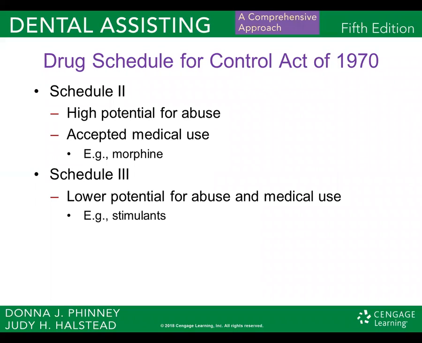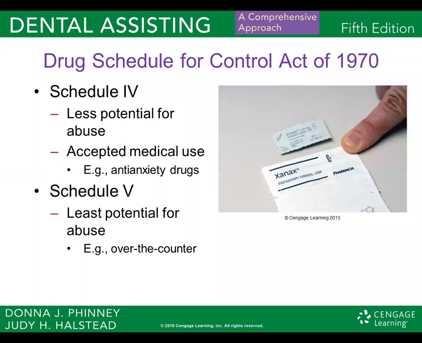Schedule 2 has a high potential for abuse but has an accepted medical use. An example is morphine or some of the other controlled substances like that. Schedule 3, these are lower potential for abuse, but they do have a medical use. Something like stimulants, but they can still cause a dependence. These can be refilled up to 5 times in 6 months.